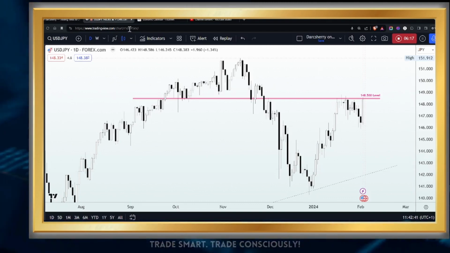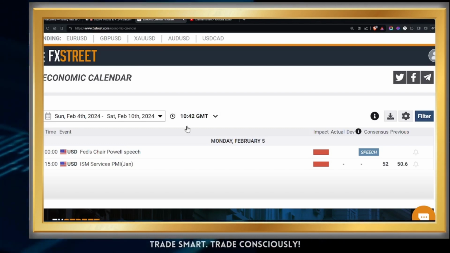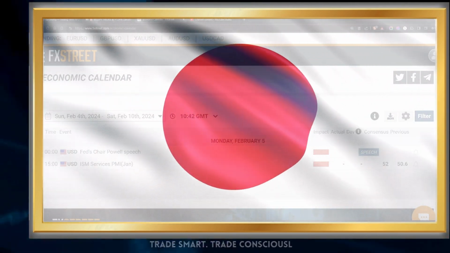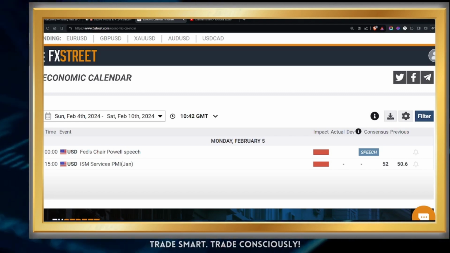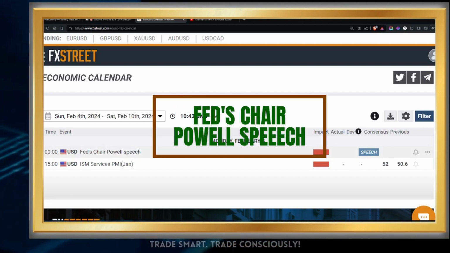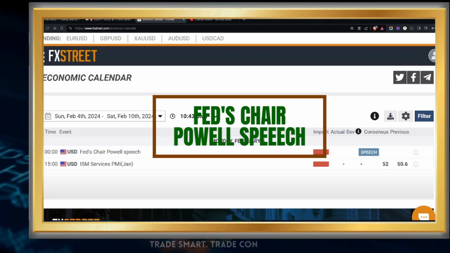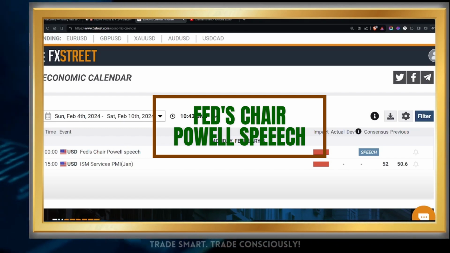Now, looking at the economic calendar for this week, of course, we will be focusing on economic features from both the United States and the Japanese economic docket. Now, the first event for this week is coming in on Monday, that's February 5, and that is the Fed Chairman Powell's speech, which is considered to be an influential factor over the financial market, as his remarks provide insight into the Fed's policy stance, economic outlook, and potential future policy actions.